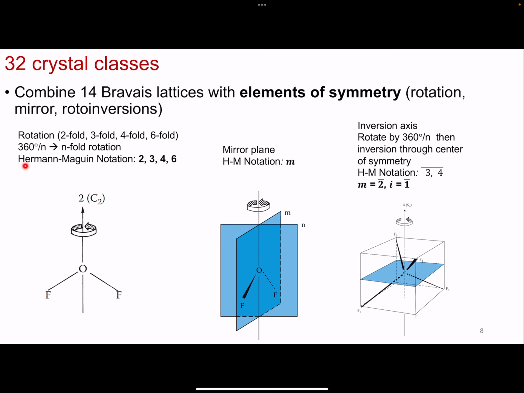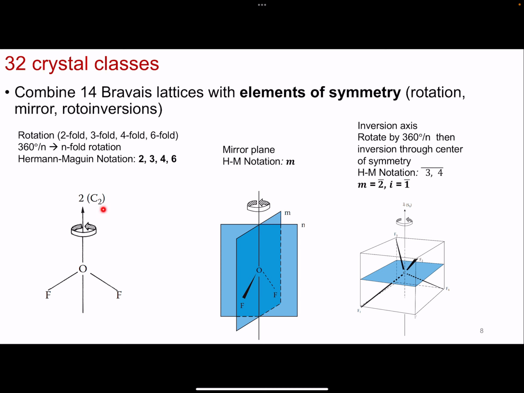And so if you see the Hermann-Mauguin notation as 2, 3, 4, 6, that's indicative of the n-fold rotation. So here's 2-fold, 3-fold, 4-fold, 6-fold. And how many degrees do you rotate that by? Well, you take 360 divided by the n-fold. So 360 divided by 2 is 180 degrees. So in this example, for a 2-fold rotation, for this particular molecule, if you rotate this fluoride to here, you see that that's symmetric by this rotation axis.